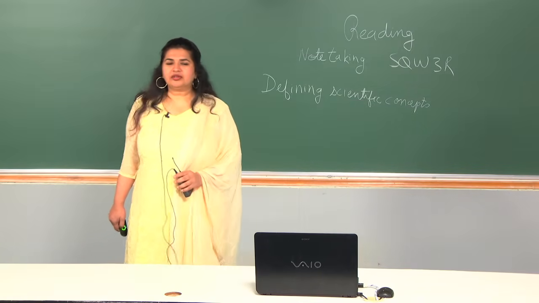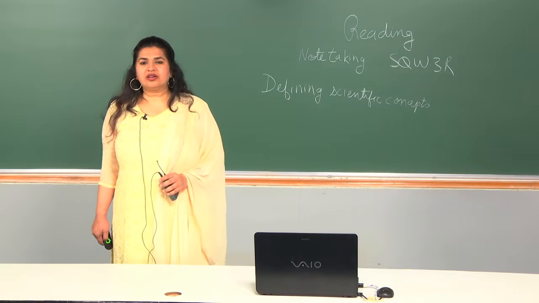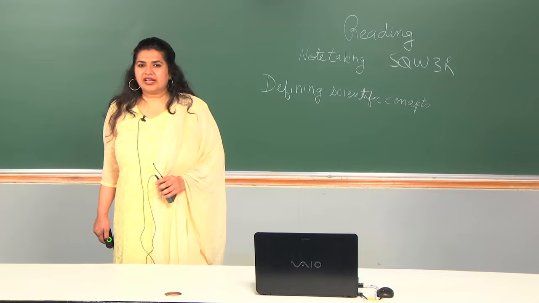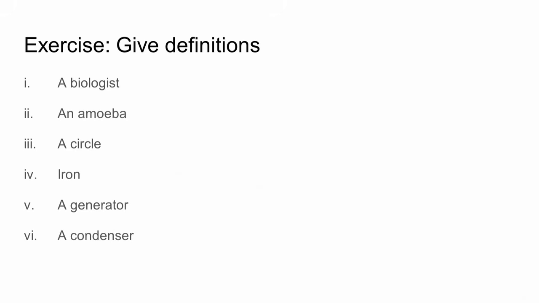Now, I would like you to give the definitions of, let us look at this slide: a biologist, an amoeba, a circle, iron as in matter, a generator and a condenser. You may use your dictionaries if necessary.